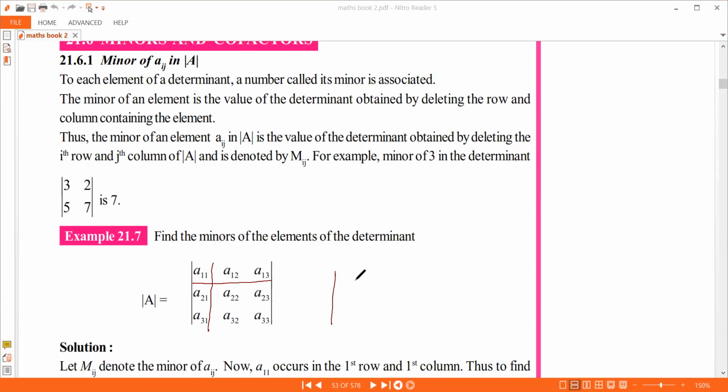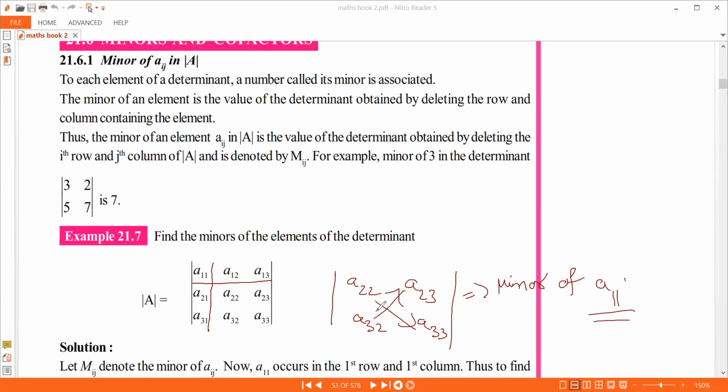A22, A23, A32, A33. That's the minor of A11. For this element, this is called the minor. So you find this determinant, and whatever answer you get, that is called the minor of that element. Simple. It is right under our nose. Okay, that is the minor.